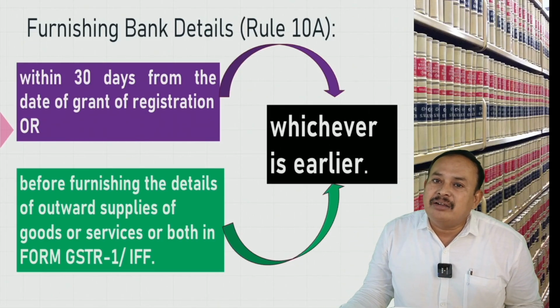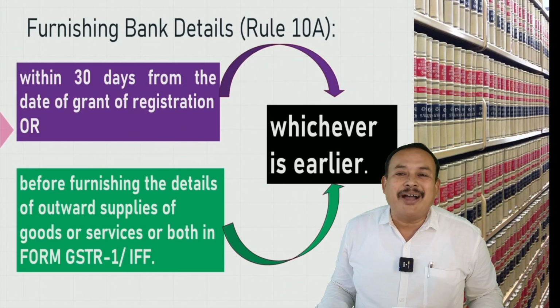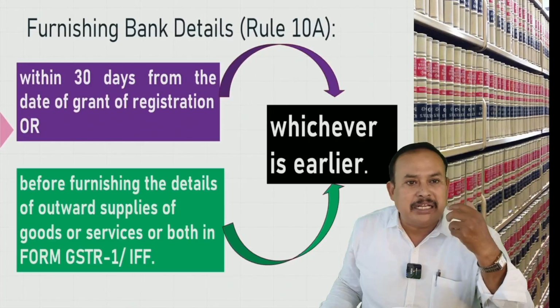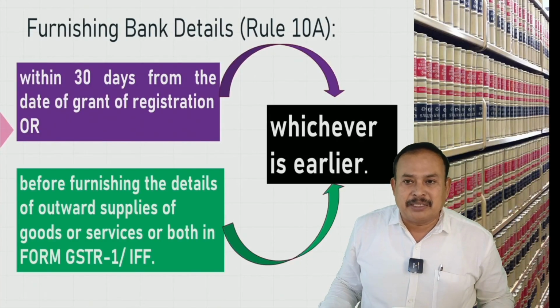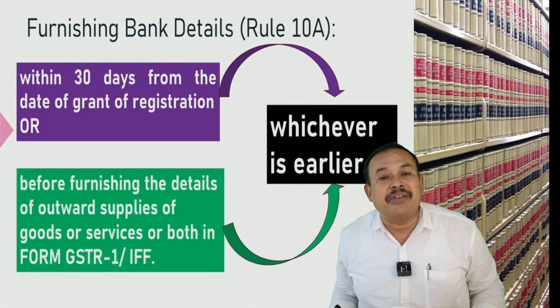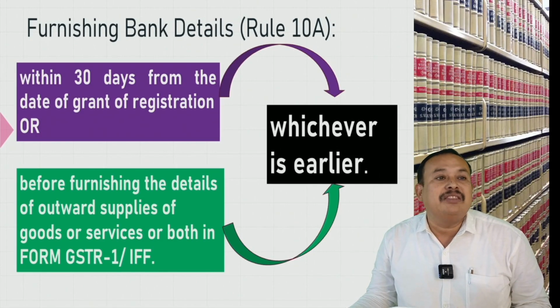Is it clear? Next to it there is IFF, the invoice furnishing facility. Don't worry about that, I will take it up in the return chapter, not now. It is linked with the QRMP, quarterly return monthly payment, which is not required to be discussed here for the moment.